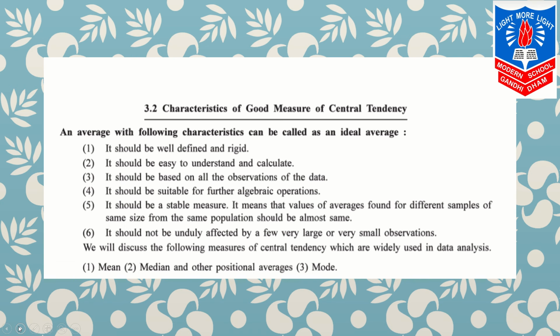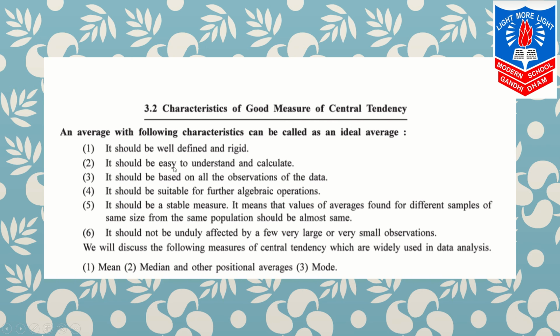Now, the next topic is characteristics of a good measure of central tendency. An average with the following characteristics can be called an ideal average. The very first one is it should be well defined and rigid. Yes, it shouldn't change. There shouldn't be any flexibility. It should be well defined. It means its meaning should be clear.